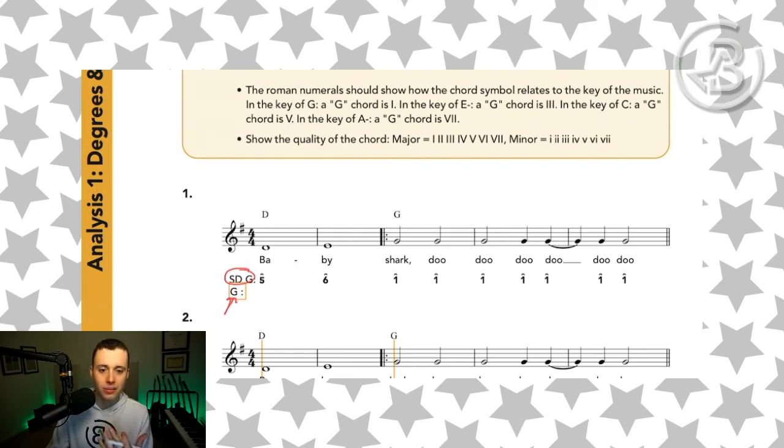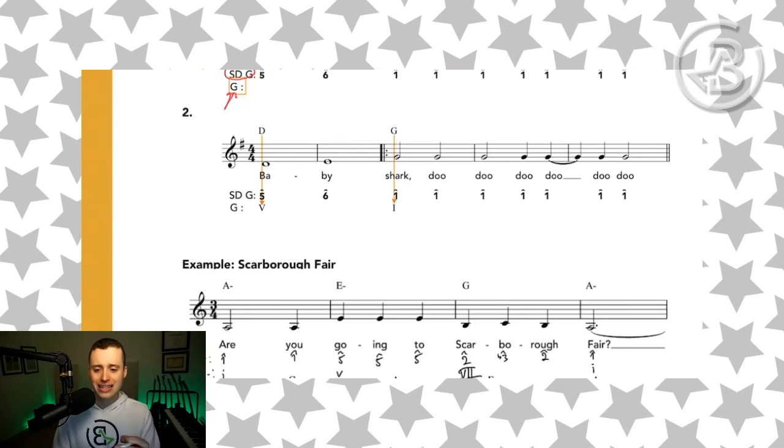In the key of E minor, a G chord is 3. In the key of C, a G chord is 5. In the key of A minor, a G chord is 7. And you're always going to show the quality of the chord with the major chords being capitalized, the minor chords being lowercase. So let's look at this example of Baby Shark with a harmonic analysis.